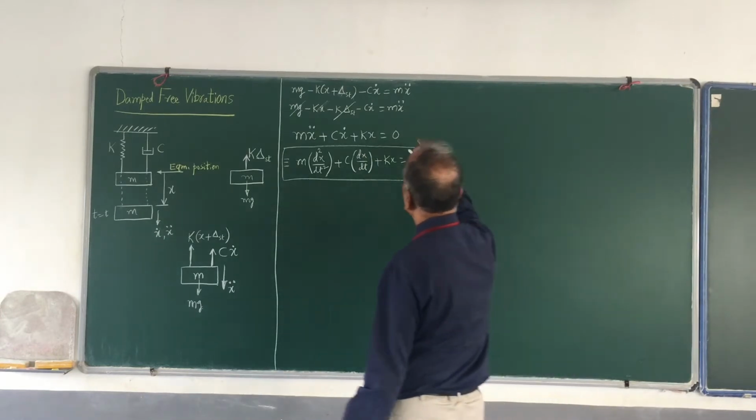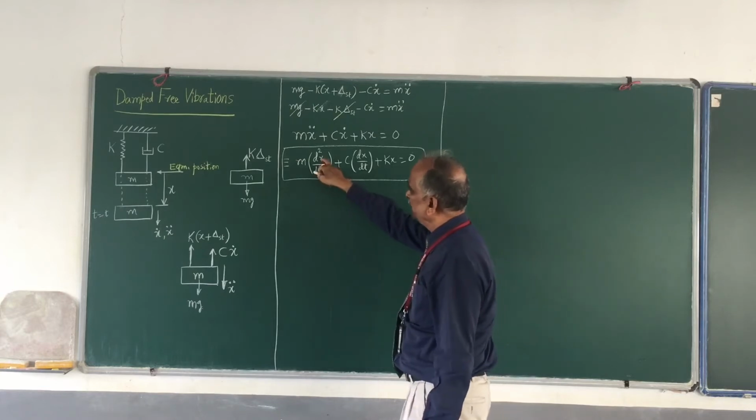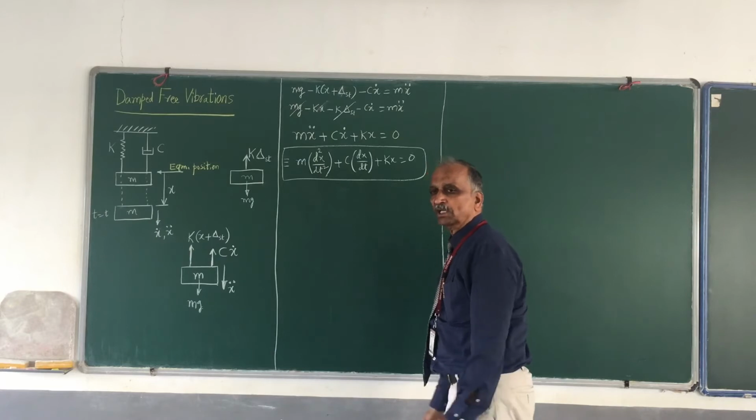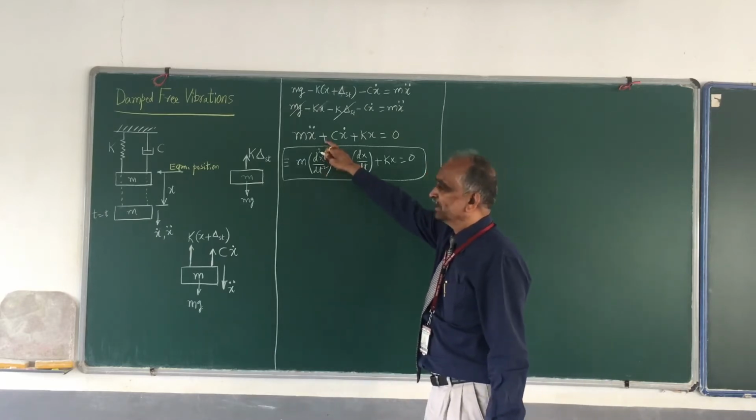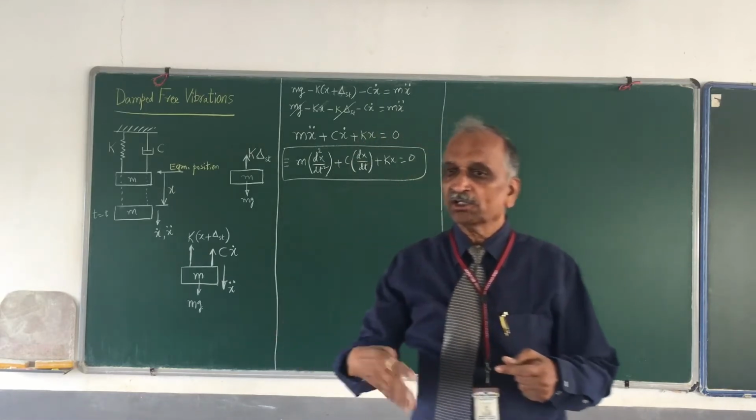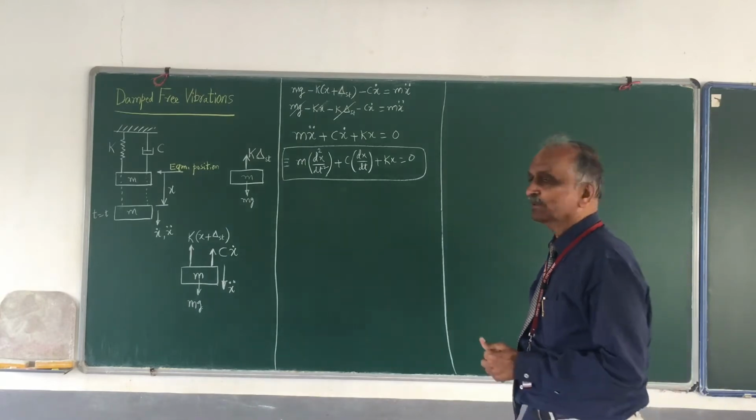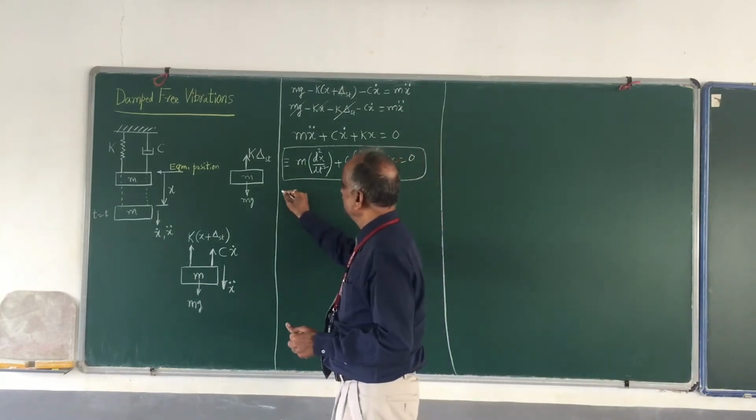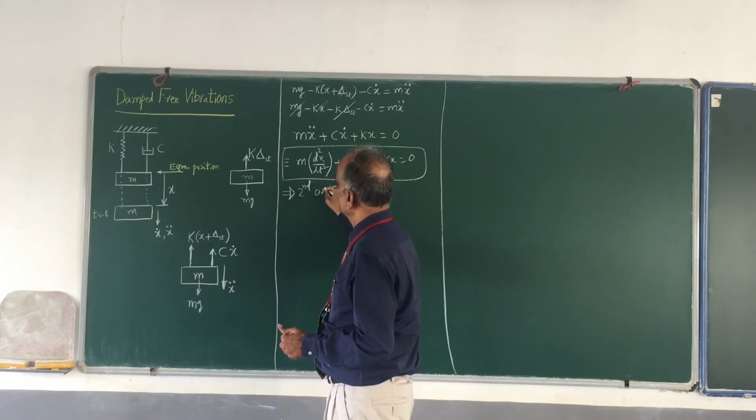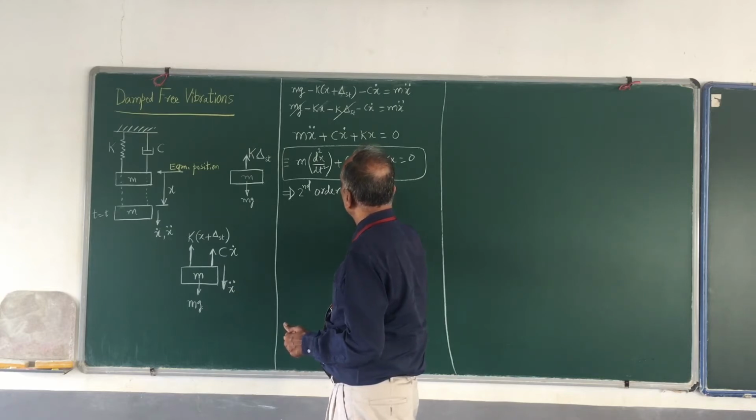Okay, so what is the order of the differential equation? I have d square x upon dt square. This shall decide the order of the differential equation. In any differential equation, the highest order of differentiation shall decide the order of the differential equation. So I say that this is a second order differential equation.